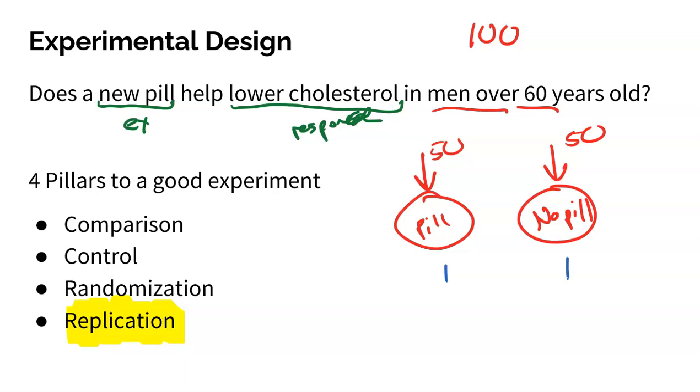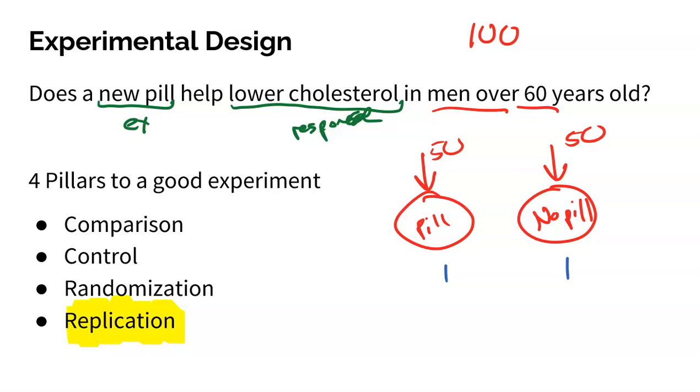So that's replication. Another example of what replication could be is literally doing the whole thing over again with another group of people and then another group of people. But if you think about it, if I just repeat 100 people and then I get another 100 people, and another 100 people, really what I'm doing is just putting more people into the pill group and more people into the no pill group. And again, that's the idea of replication: you have more power to see what's true when you have more people or objects or animals in your treatment groups.